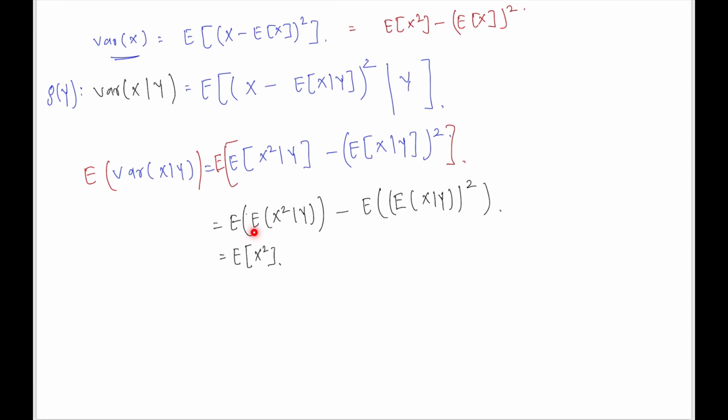So here we are trying to find the conditional expectation. Sorry, let me repeat one more time. We are trying to find the expectation of the conditional expectation, and that would be equal to the unconditional expectation, minus this term, the square of the expectation of X given Y.